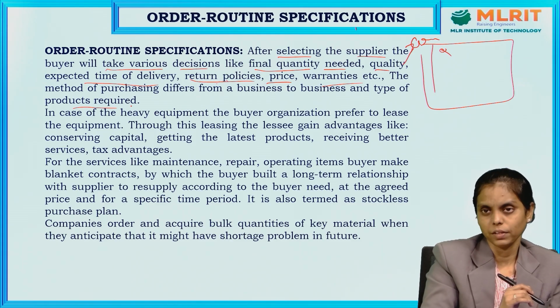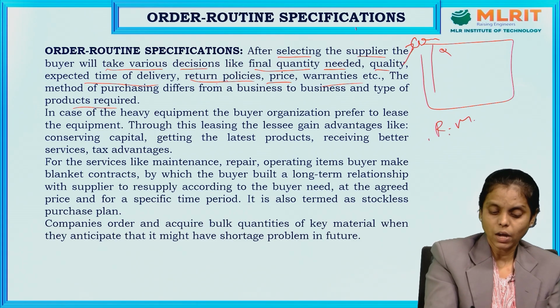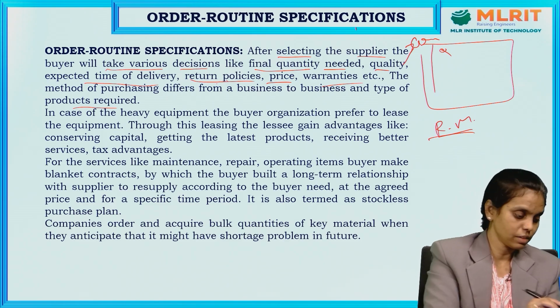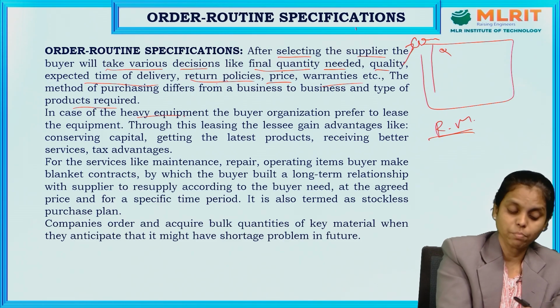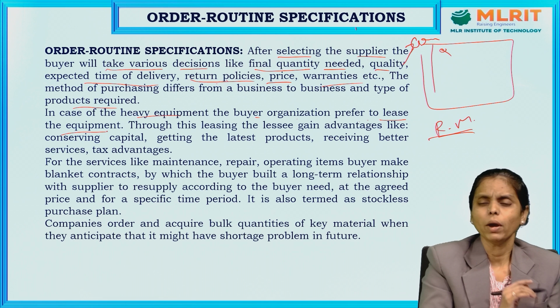What type of products are required in the organizations? Different types of raw materials that we have. Now, which type of raw material you are demanding needs to be specified in this case. In case of heavy equipment, the organization market prefers to lease the equipment. Why lease that equipment?